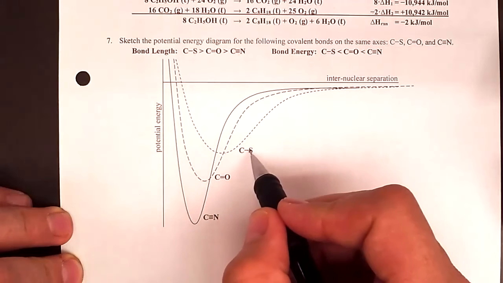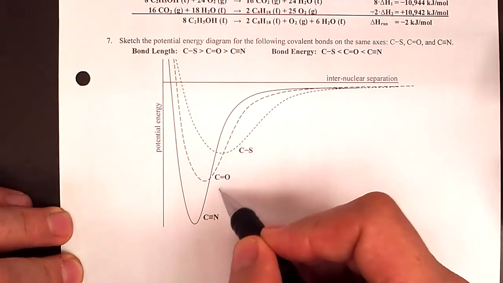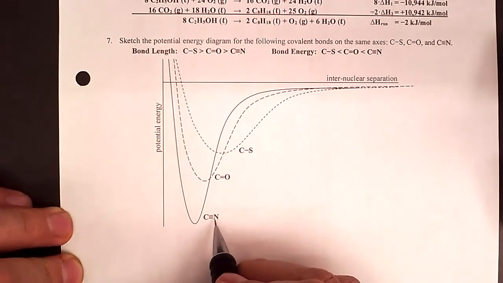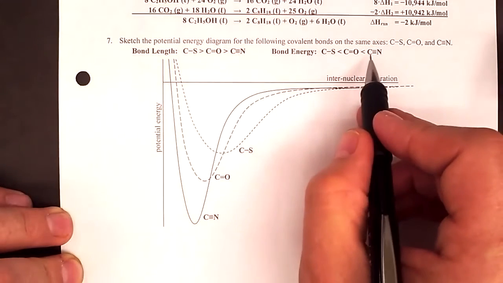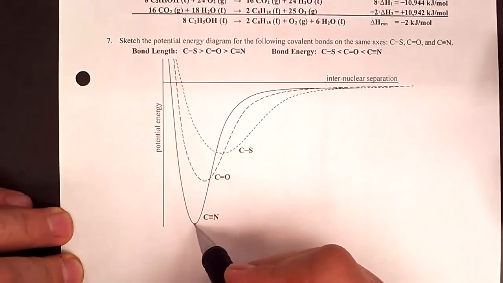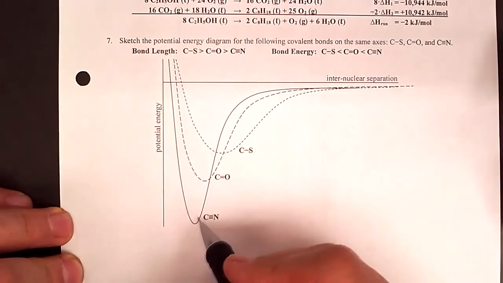So this has a smaller hole to dig out of than this one, which is smaller than this one. This one released more energy. It has a bigger bond energy. When you form it, you release more energy, which means it has less potential energy left. And you have to put in more energy to break it up.